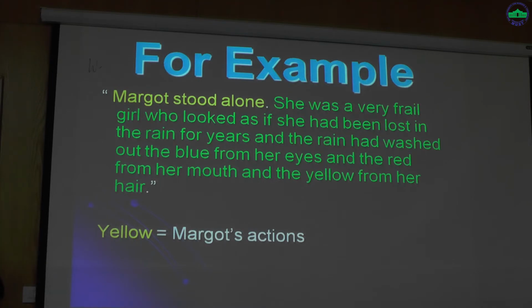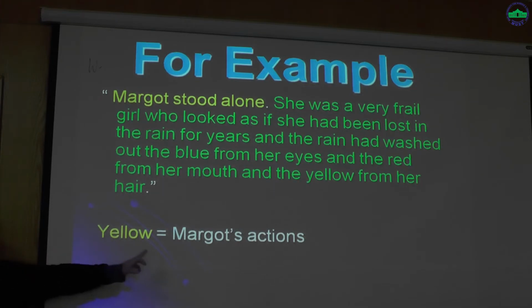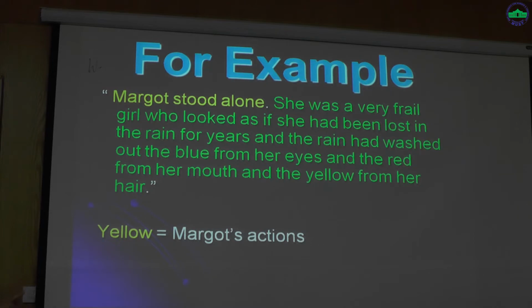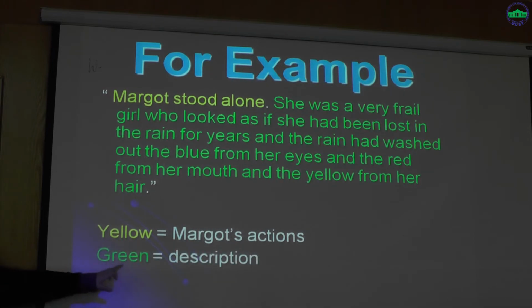Description: she stood alone. The lines from the story itself: she was a very frail girl who looked as if she had been lost in the rain for 7 years, and the rain had washed out the blue from her eyes and the red from her mouth and the yellow from her hair. Yellow, Margot's actions. Green, the description. I need this chart. It's your assignment for the next time to be inserted in your portfolios. I'll explain later.